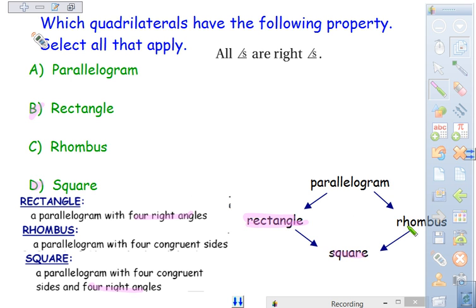Does a rhombus always have to have the same conditions as a square? No. Does a parallelogram? No. So I think our only answers are rectangle and square.